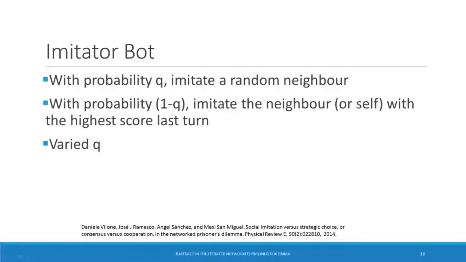So the bot that we're comparing against is an imitation-based bot. This was proposed by Danielle Malone and others for this particular game as a means of reproducing human behavior. In particular, moody conditional cooperation is what they're after. The way that the bot works is that with some probability, you just imitate one of your neighbors at random. And the rest of the time, you strategically choose the neighbor that did the best on the previous round. Here we try several versions where we vary Q all the way from 0, so that would be pure strategic choice, up to 100, which is purely random.